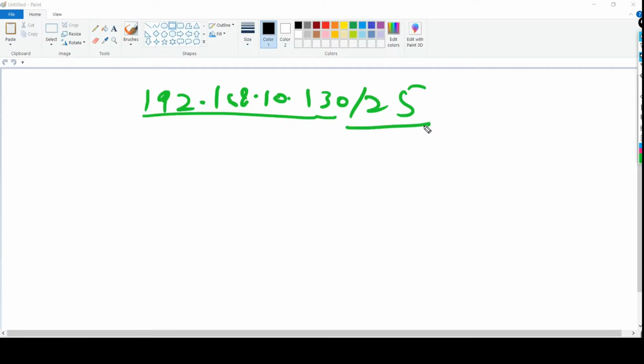Block size for /25 means in the 4th octet there is only 1 bit, right? That means the subnet mask of the last octet is 128. That means block size is 128. Am I right?